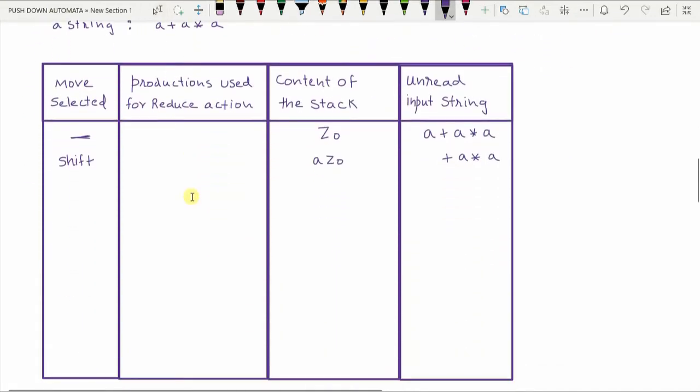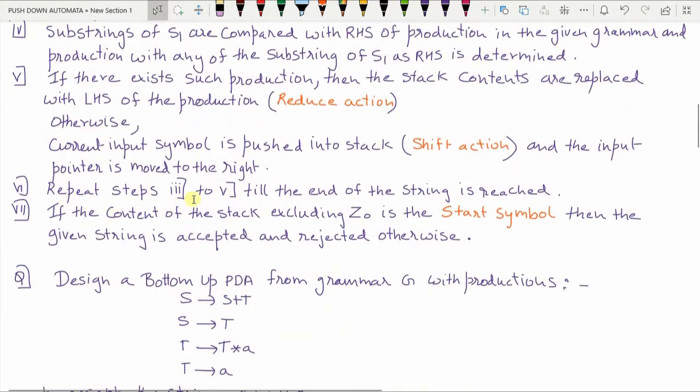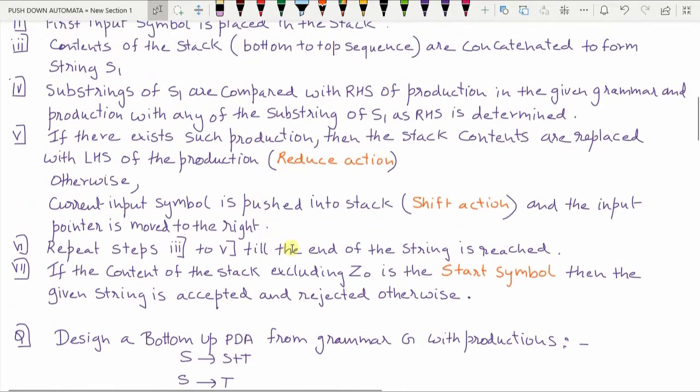So what action am I going to use? I am going to use the reduce action here. What am I going to reduce? a, I will be replacing it with T. That's called a reduce action. And what production am I going to use for the reduce action? T gives a. This is the production that I am going to use. And the unread input is still a into a, plus a into a. Fine. So what is there on top of the stack? It is Z0.